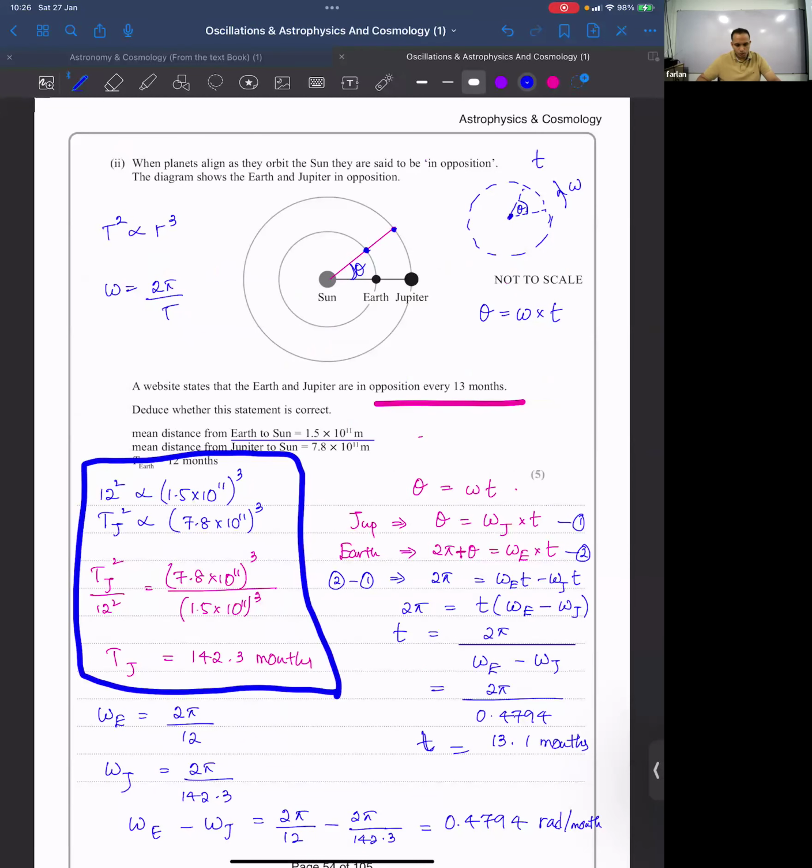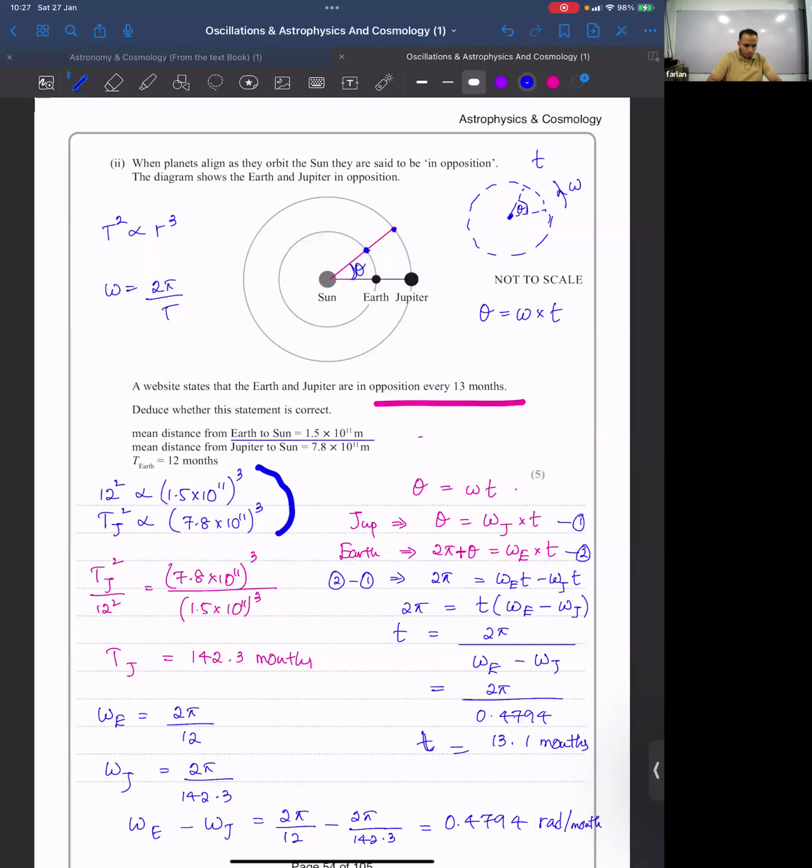T square is proportional to r cube, no? So the time period of the Earth is 12. 12 square is proportional to its radius, 1.5 into 10 to the power 11, that cubed. And the time period of Jupiter, if I take it as Tj, Tj square is proportional to its distance from the sun, 7.8 into 10 to the power 11, that cubed. By dividing these two proportionalities, it becomes an equation, and I get Tj, which is 142.3 months.